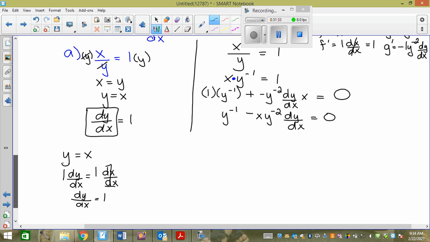So, what do we have to do? We will have to subtract the y minus 1 over, because these are being multiplied by the dy dx. So we subtract y minus 1 over. We get negative x y squared dy over dx equals negative y minus 1. Then what are we going to do?